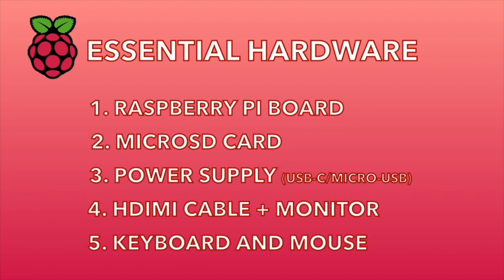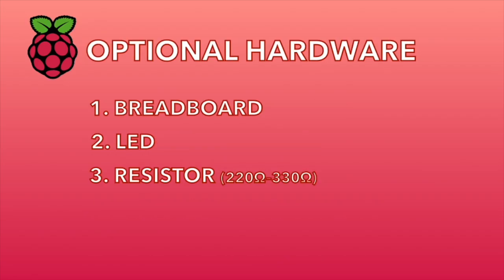For physical electronics projects, you'll also want some optional hardware. A breadboard for prototyping circuits without soldering, LEDs, resistors in the 220 to 330 ohm range to protect your LEDs, and jumper wires to connect everything together.